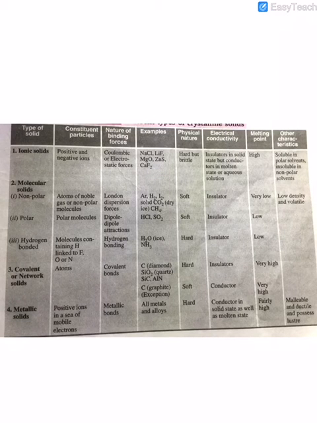Hello students. In our last video we discussed what a solid is, and then we discussed two types of solid: the first is crystalline solids and the second is amorphous solids. Also we discussed that there are mainly four types of crystalline solid: ionic solid, molecular solid, covalent solid and metallic solid. So in this video we will discuss all these four types of solid.